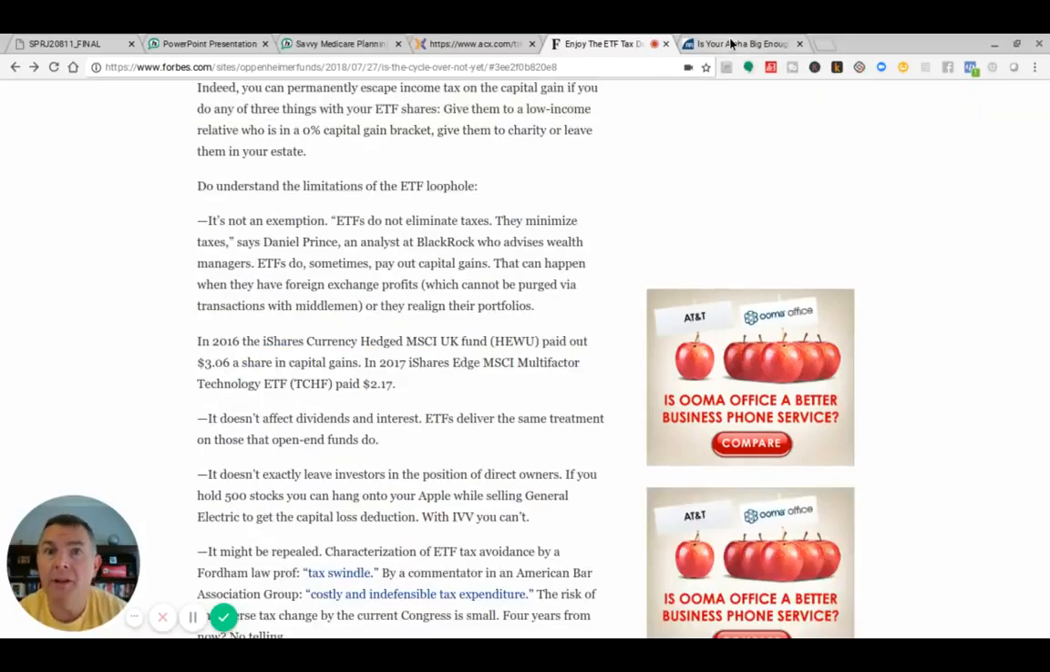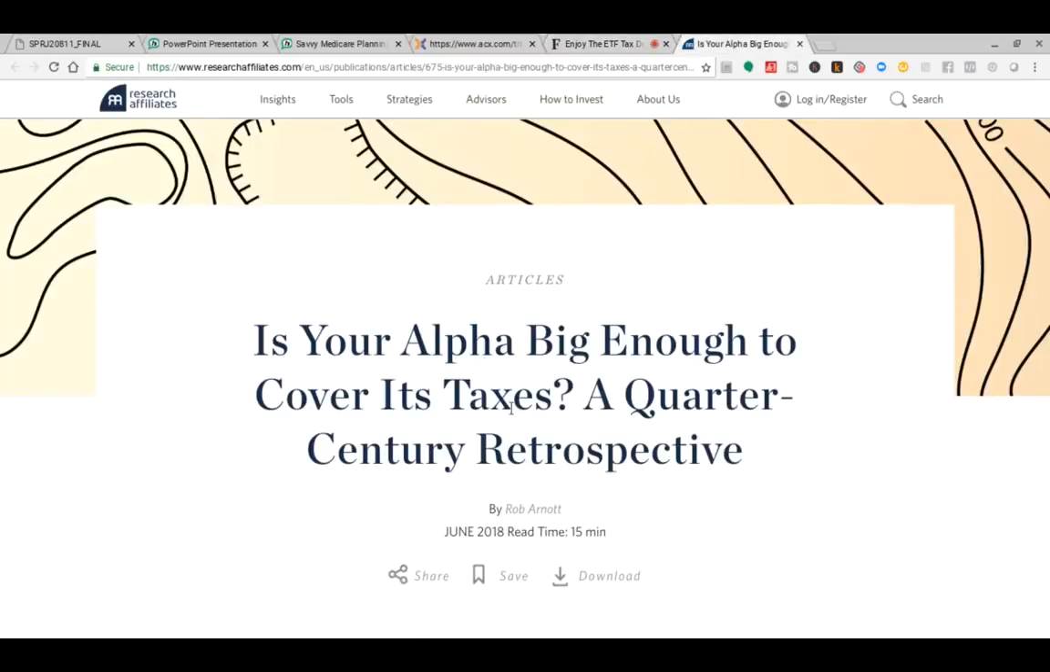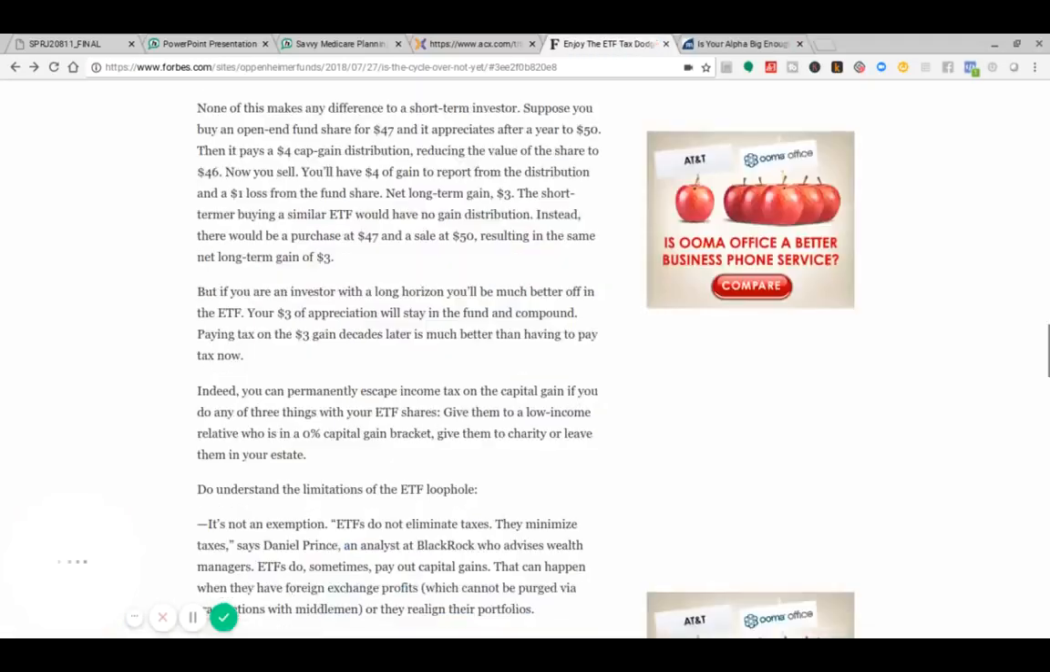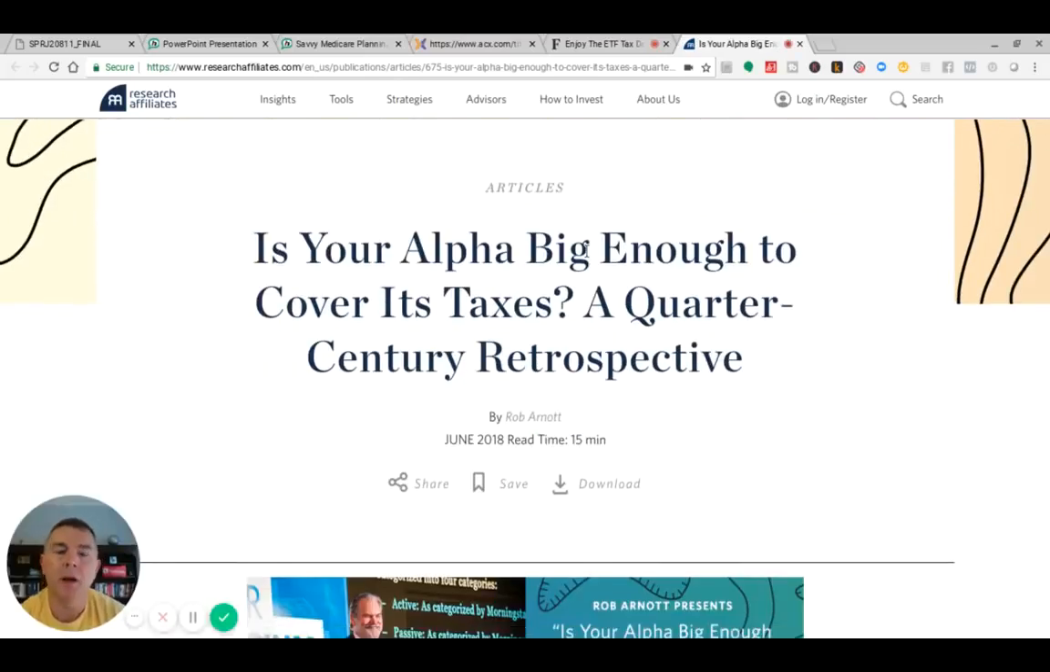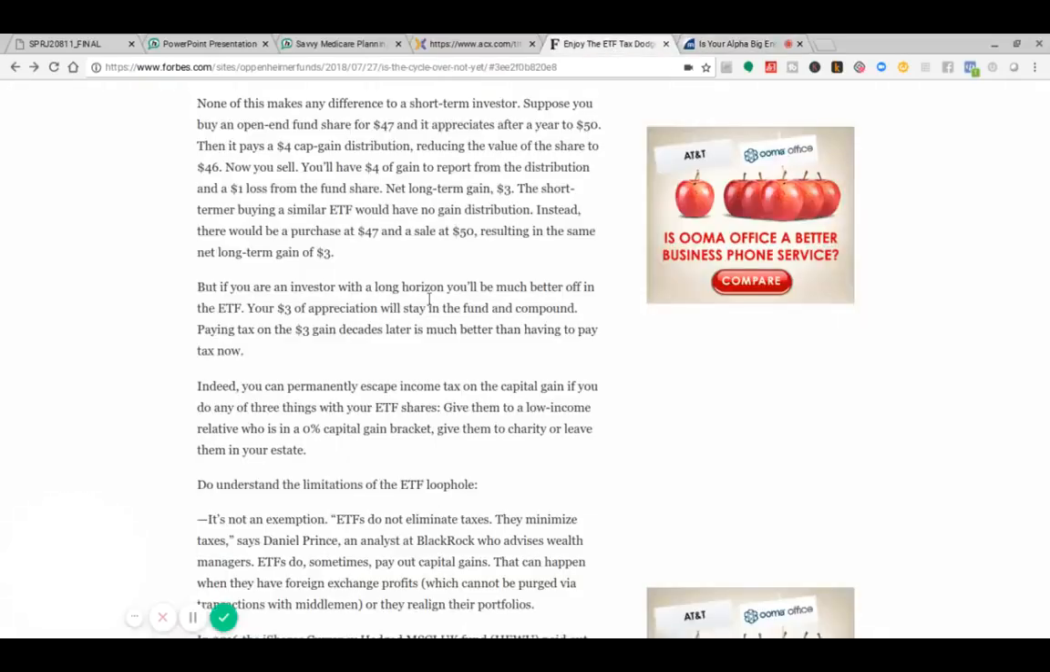So I'm going to dive into this article right here. What's the second point? All right, I'm going to do part 2 of this because this is a 2-part article. The second article we're going to talk about here is by Rob Arnott: is your alpha big enough to cover your taxes? We're going to talk about that in detail in just a second. So part 2 is coming up.